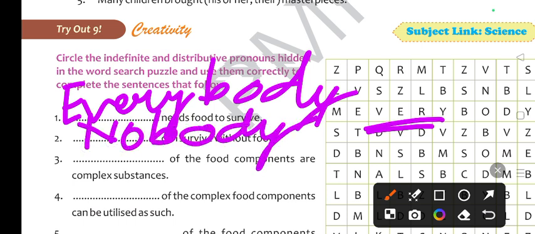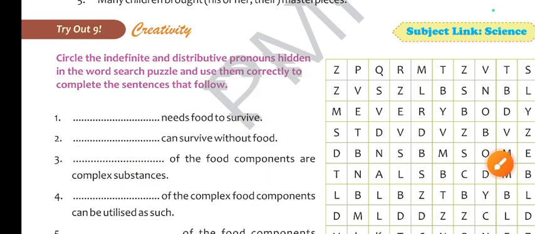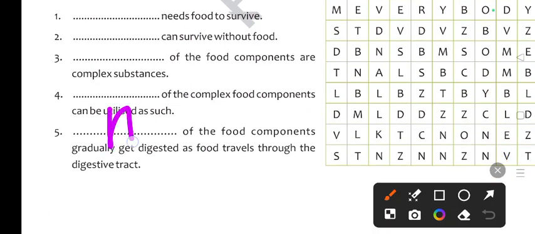Next is some of the food components are complex substances. None of the complex food components can be utilized as such. Next is all of the food components gradually get digested as food travels through the digestive tract.